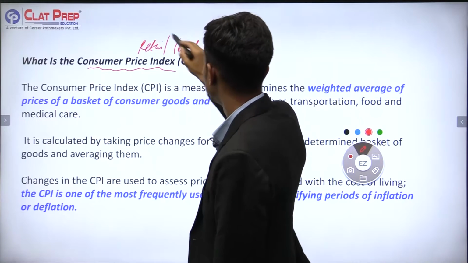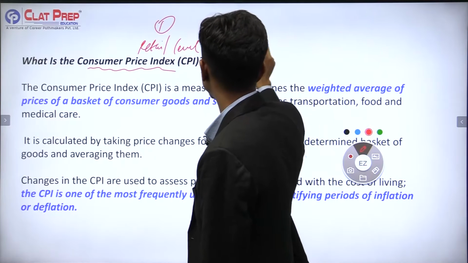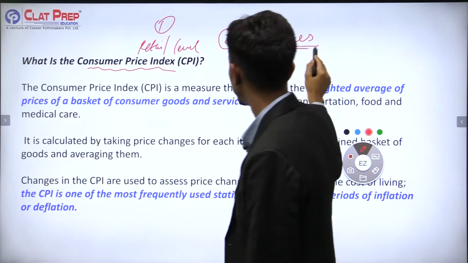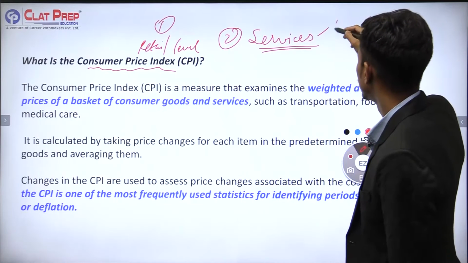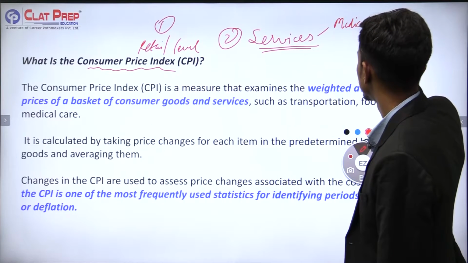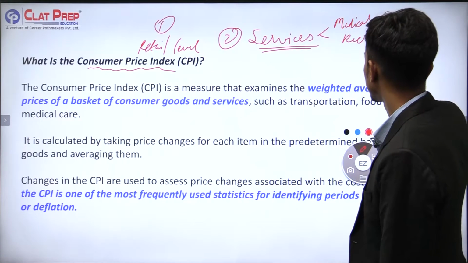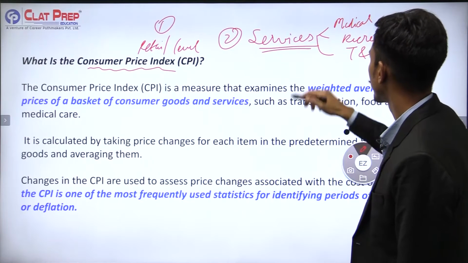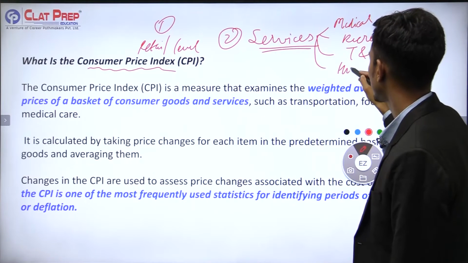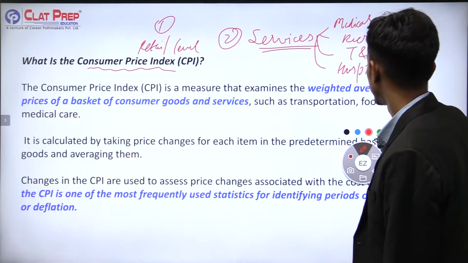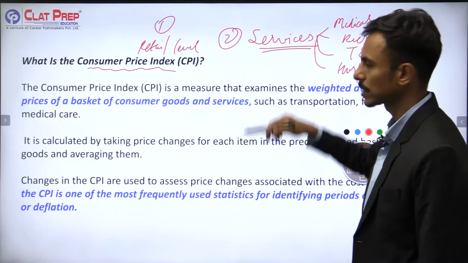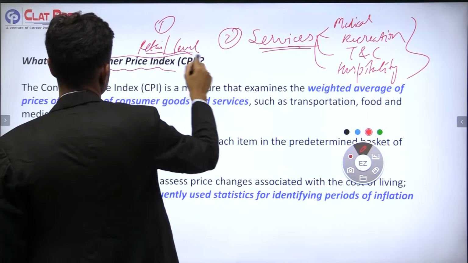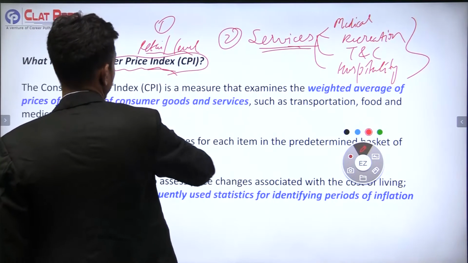number one. Plus it also accommodates services into it. Services like medical services, recreation activities, transportation and communication, hospitality. So all these are included in services. All these are included in retail inflation or Consumer Price Index, CPI, right?